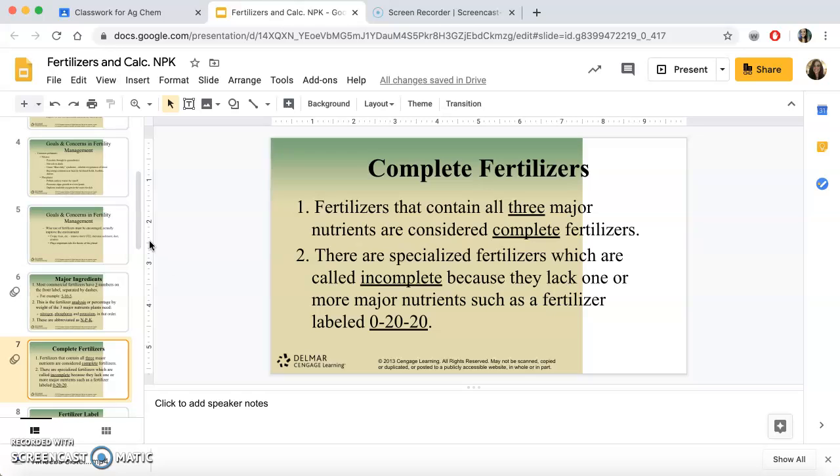Fertilizers that contain all 3 of those nutrients are considered complete fertilizers. You may see something like this. It's called a 0-20-20, which means that there's no nitrogen present. That's going to be an incomplete fertilizer because it lacks one of those major nutrients. So I might use an incomplete fertilizer if I have soil that's really high in nitrogen. If you think back to when we used our soil tests, right? That's why we talk about those tests first, because those are going to come into play when we start talking about what we need for a fertilizer.